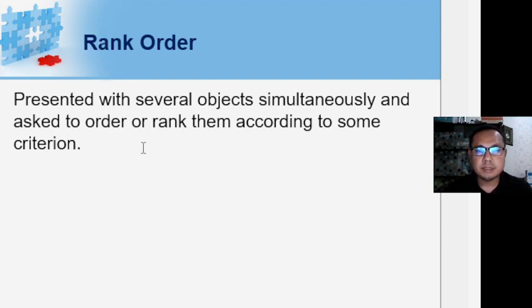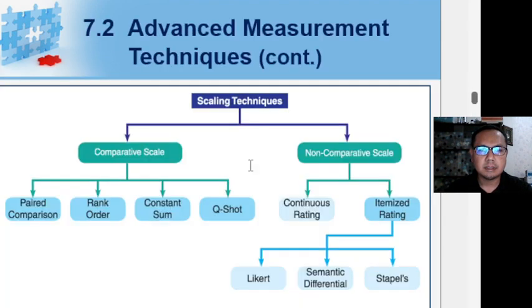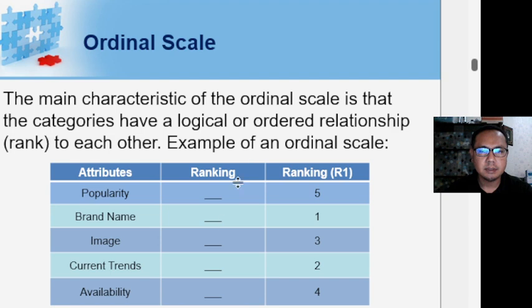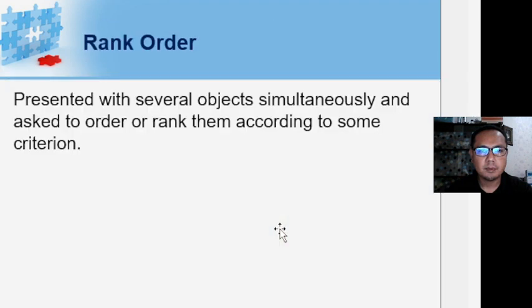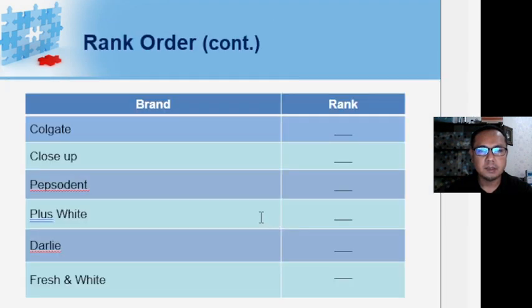Rank order: respondents are presented with several objects simultaneously and asked to order or rank them according to some criterion. This is quite similar to this one. Give the rank order. If you can see this example, maybe we can try to get data about the ranks, based on popularity or based on the brand's image.